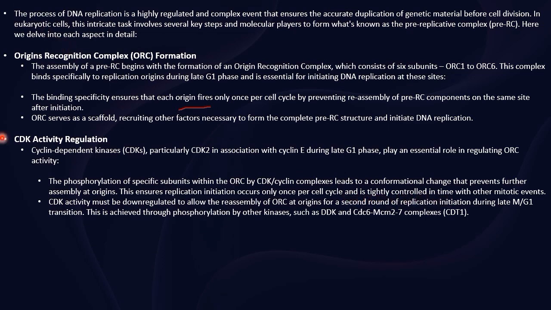But the CDK activity must be down-regulated to allow the reassembly of origin recognition complex at origin for a second round of replication initiation during the late M-G1 transition. This is achieved through phosphorylation of other kinases such as DDK kinase, and CDC6, MCM2-7 complexes, CDT1, etc. We'll discuss this in a much more detailed manner in another video, which focuses only on the regulation of DNA replication.